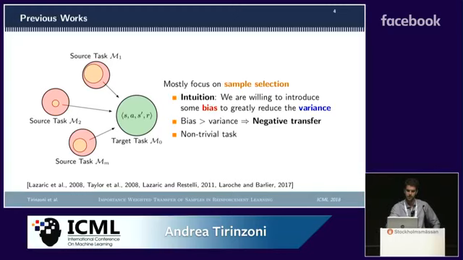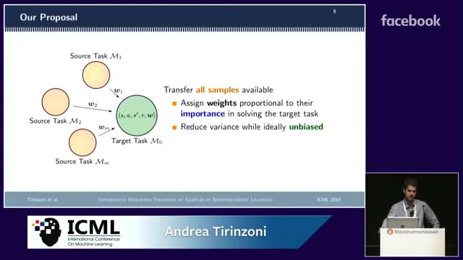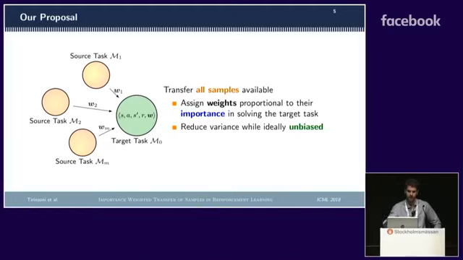What we propose to do instead is to define a method that transfers all the given samples, but weights their contribution to the learning process of the target task based on how important they are for learning the target task itself. As we shall see, this has the main benefit of potentially reducing the variance while being ideally unbiased. And this makes our approach potentially very robust to negative transfer.